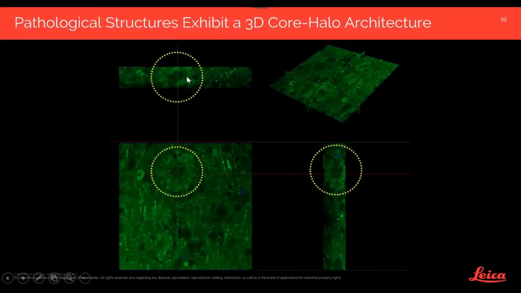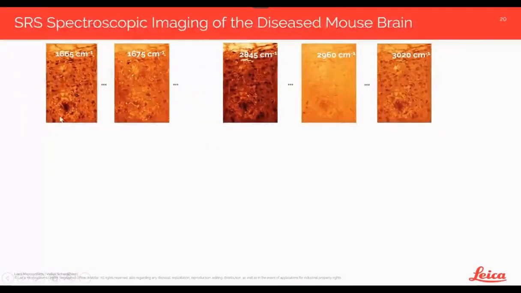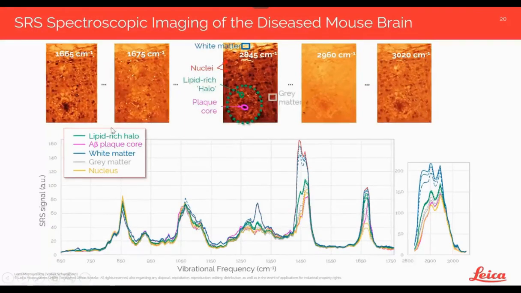Now, in a three-dimensional sectioning view, we can very clearly see this core-halo type structure that I just indicated. What we really wanted to use now is our spectroscopic information to understand what is going on in terms of the biochemistry here. So here I'm showing again a hyperspectral stimulated Raman scattering imaging data set, and I will show you the spectra corresponding to those different biological structures present in the brain. We go from those pathological structures that are comprised of a lipid-rich halo and a core, and in addition I'm showing white matter, gray matter, and spectra of the cell nuclei.